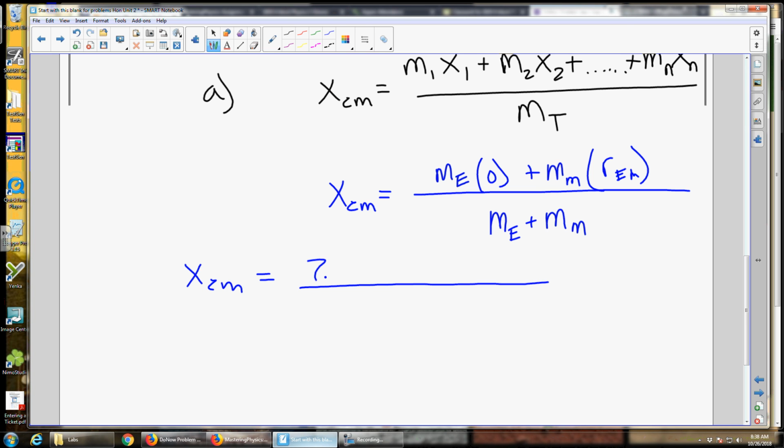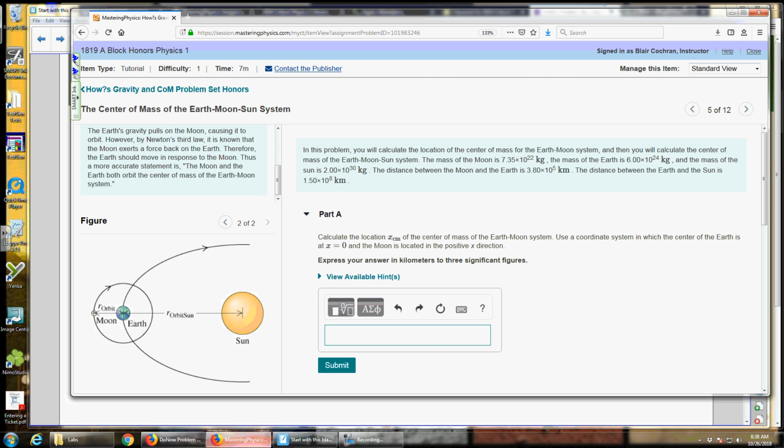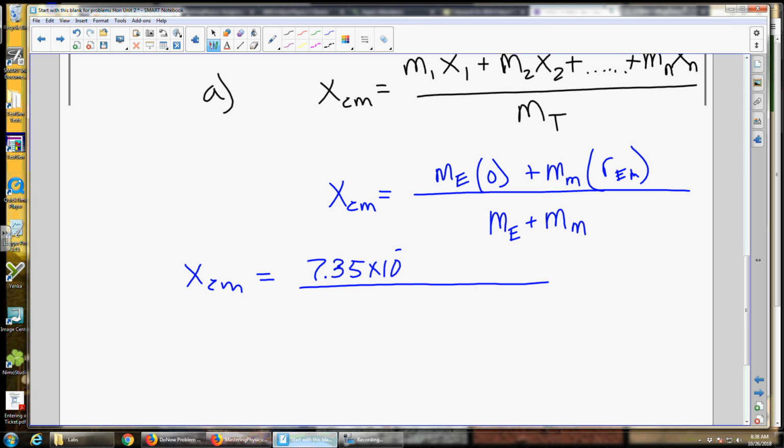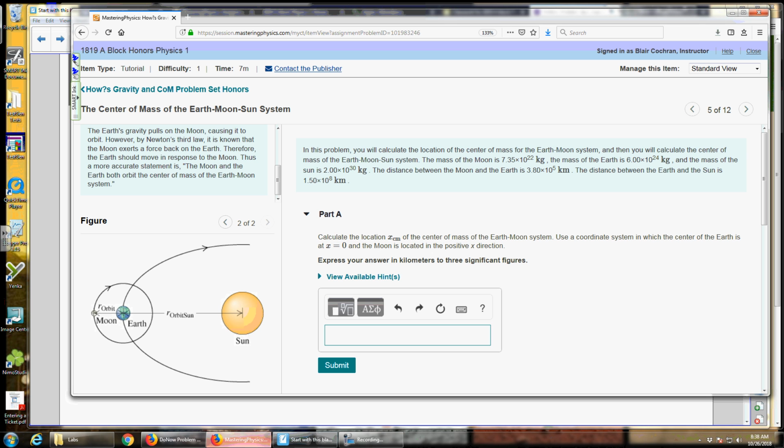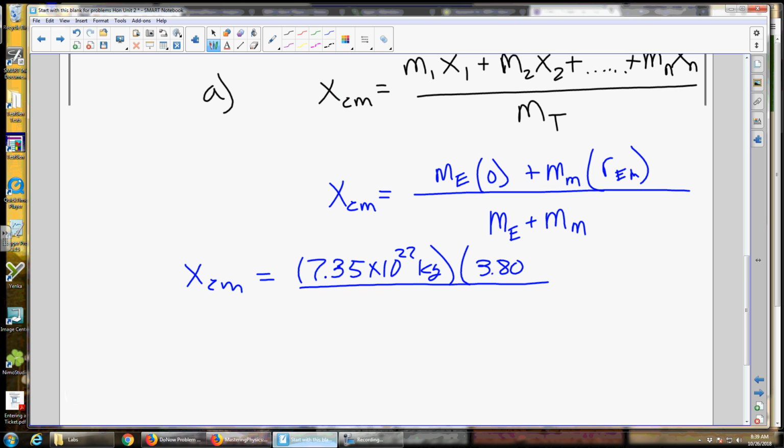So 7.35 times 10 to the 22nd kilograms, times radius from Earth to Moon. The distance between the Moon and the Earth is 3.8 times 10 to the 5th kilometers. And they want my answer in kilometers, so I'm not going to change that to meters. I'm going to leave it as kilometers. All right? Earth to Moon, 3.80 times 10 to the 5th kilometers.